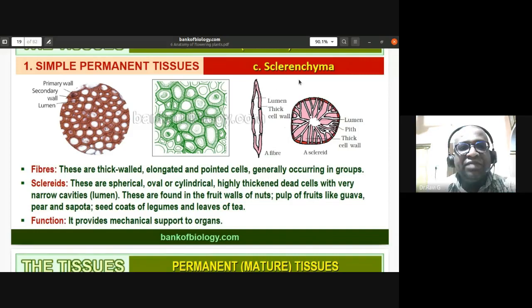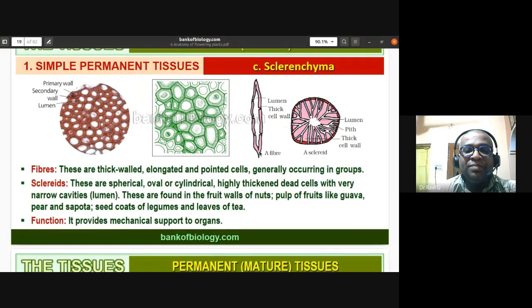So when we are studying sclerenchyma, the fibers are thick-walled, elongated cells. You can see a fiber diagram. These are thick-walled, elongated, and pointed cells at their apex. They are all pointed cells occurring in groups.